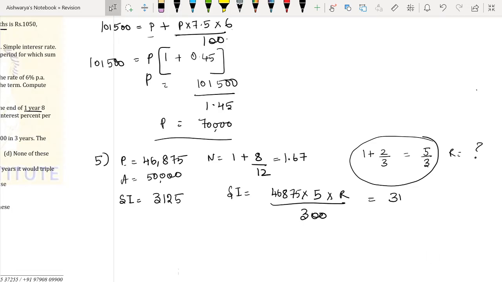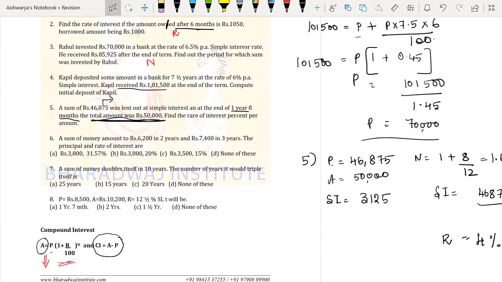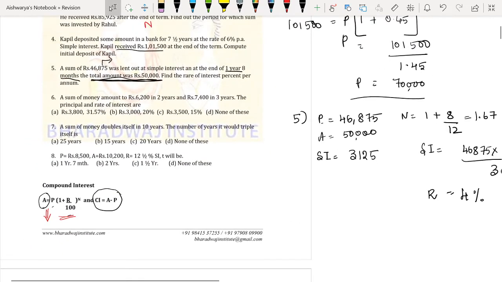So this is equal to 3125. Just use your calculator. R is equal to 3125 into 300 divided by 46,875 divided by 5. So R is 4%. Are we clear? Can we proceed? So next question, Anirudh.